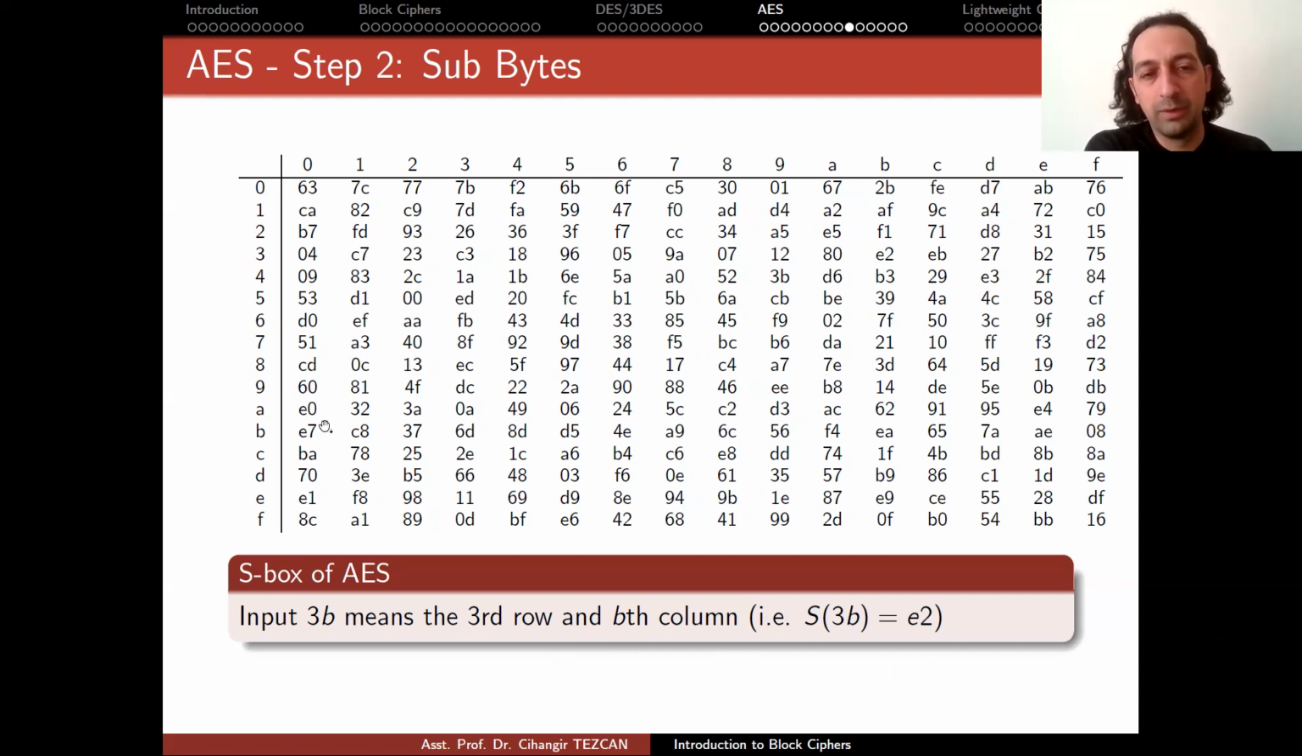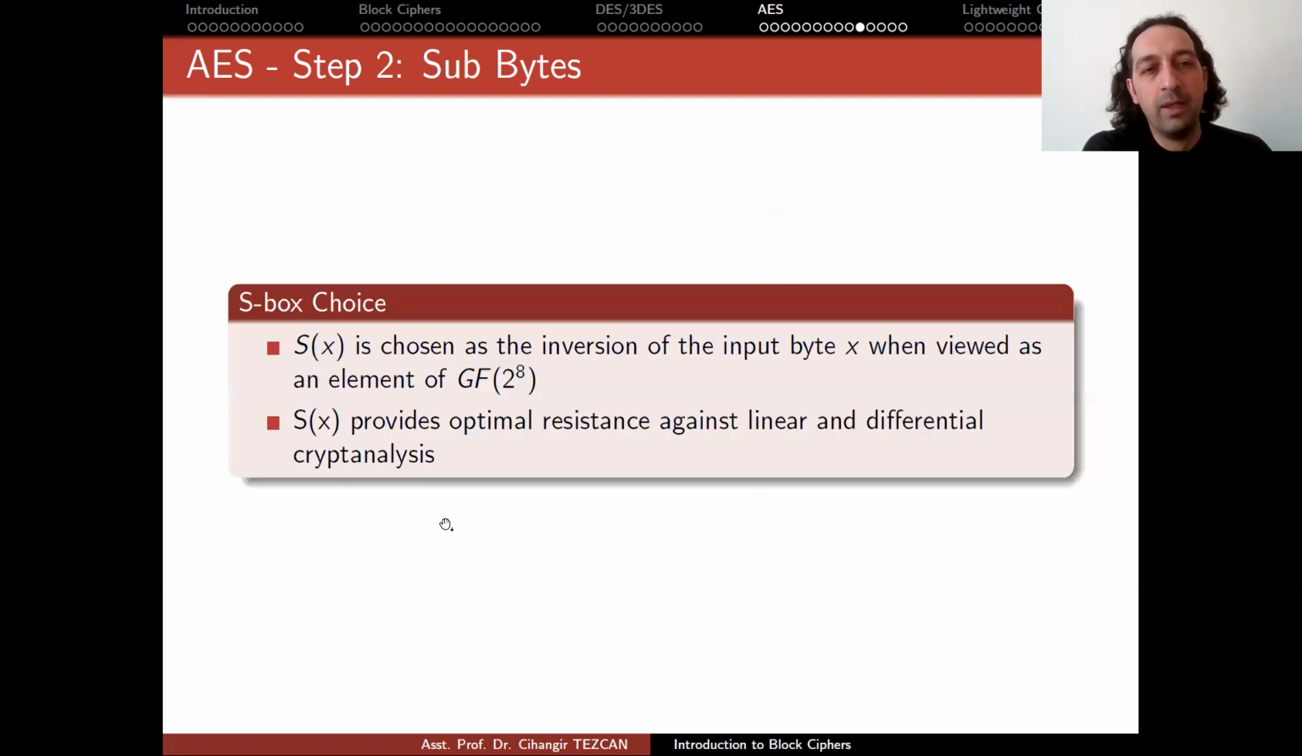When you need the inverse S-box, you have to change this table into the inverse of it. This S-box is special because it is chosen as the inversion of the input byte X when viewed as an element of the Galois field 2 to the 8. This provides optimal resistance against linear and differential cryptanalysis.